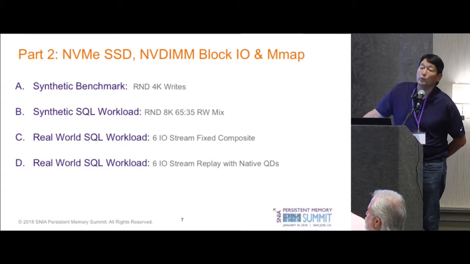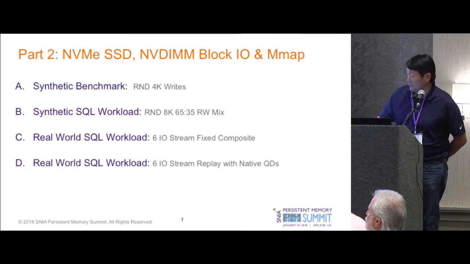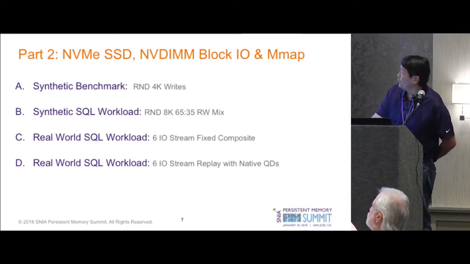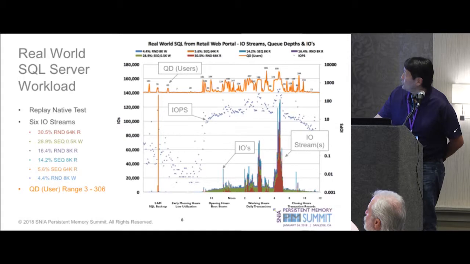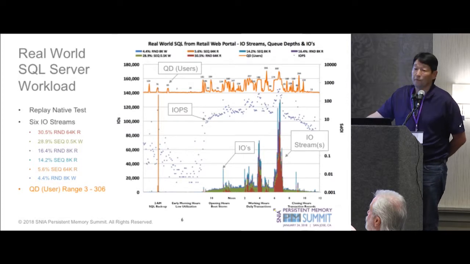And then the third case will be that real-world workload with those 6 I/O streams. In this case, we're just going to run a fixed combination of those I/O streams that you saw up here. Let's go back. So these 6 streams will occur for every step of the test. So every step will show 30%, 29%, 16%, 14%, 5%, and 4%. And then in the last test, we're going to actually replay them in the order that they occurred. So instead of being a fixed combination of 6 I/O streams for every I/O command, we'll replay what was observed during the capture.